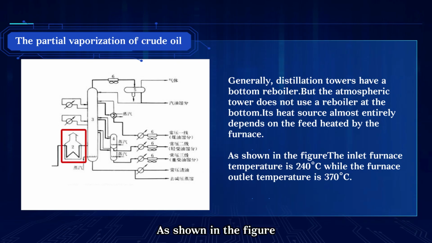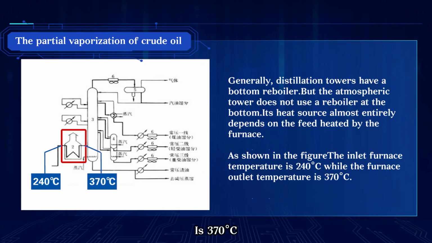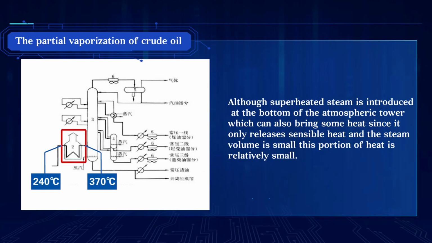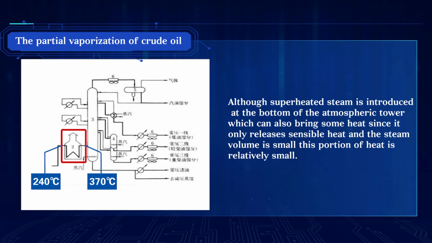As shown in the figure, the inlet furnace temperature is 240 degrees Celsius, while the furnace outlet temperature is 370 degrees Celsius. Although steam is introduced at the bottom of the atmospheric tower, which can also bring some heat, since it only releases sensible heat, and the steam volume is small, this portion of heat is relatively small.